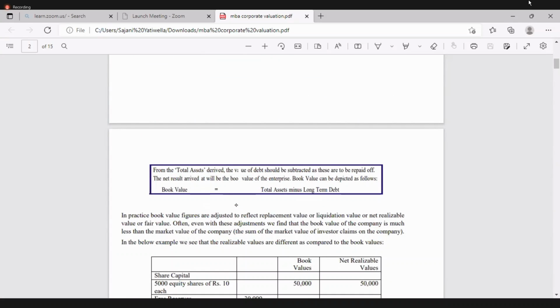From the assets, the value of the debt should be deducted, as it has to be repaid. The net result arrived at will be the book value of the enterprise. So in the book value approach, you know the total assets, and you observe the long-term liabilities, the long-term debt payment. Then we can eliminate that, and ultimately the remaining value is the value of the equity shares, the value for shareholders. We call that book value.